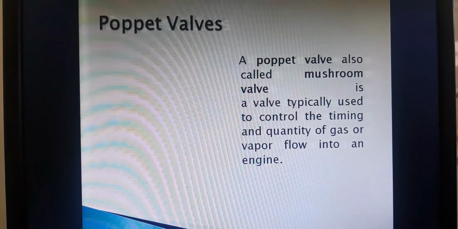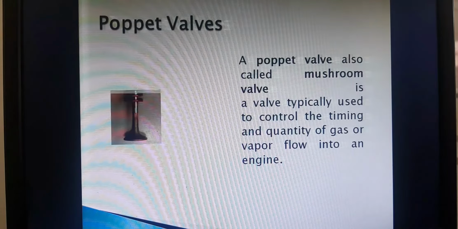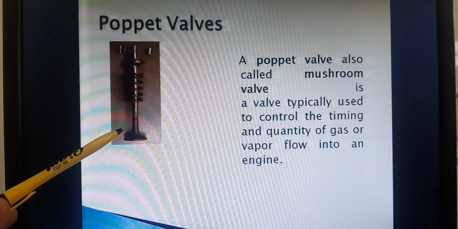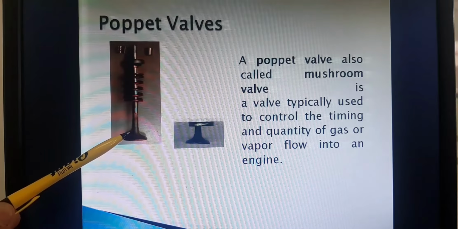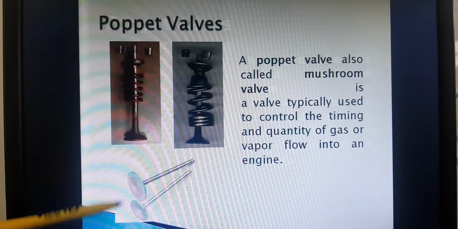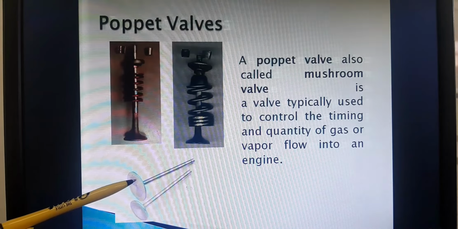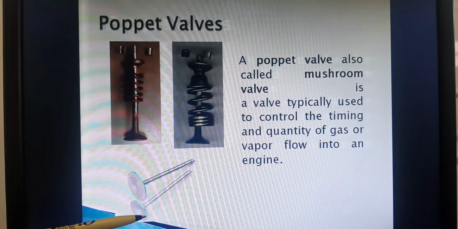So a poppet valve, also called mushroom valve. Okay? So here we have a drawing of a valve. It's just like an inverted mushroom. Another one. And here are valves, the intake actually being bigger or larger in diameter than the exhaust valve. A poppet valve, also called mushroom valve, is a valve typically used to control the timing and quantity of gas or vapor flow into an engine.